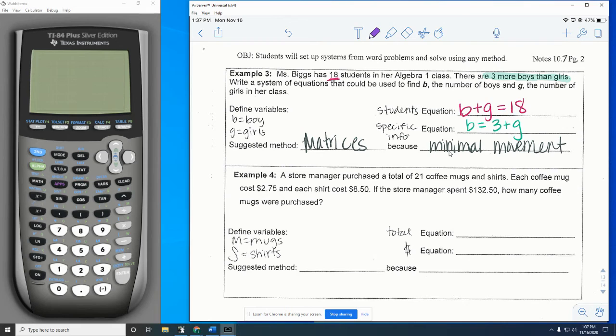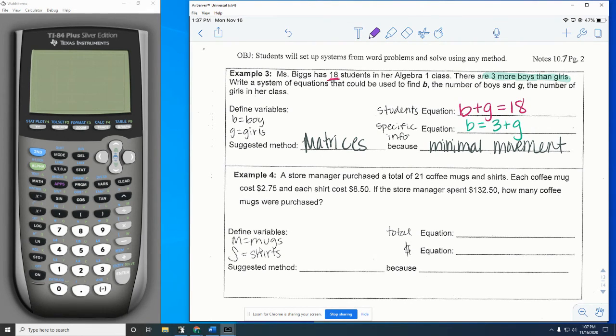Last example, a store manager purchased a total of 21 coffee mugs and shirts. Each mug was $2.75, each shirt was $8.50. The store manager spent $132.50. How many coffee mugs were purchased? So they're asking us specifically about coffee mugs. So that's definitely going to be one of our variables. We see information about mugs and shirts. Mugs were this much, shirts were this much. So shirts are going to be our other variable.